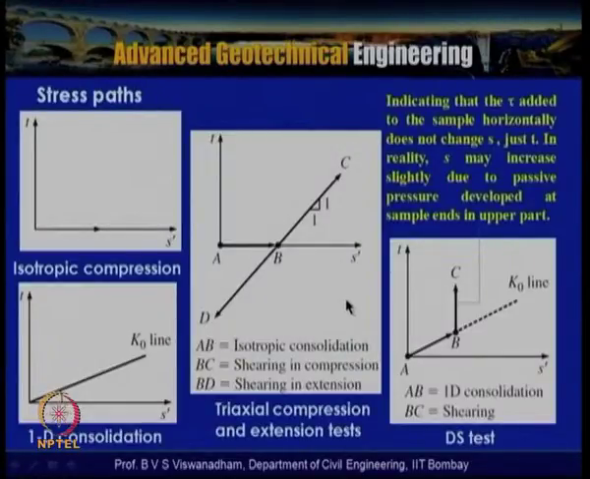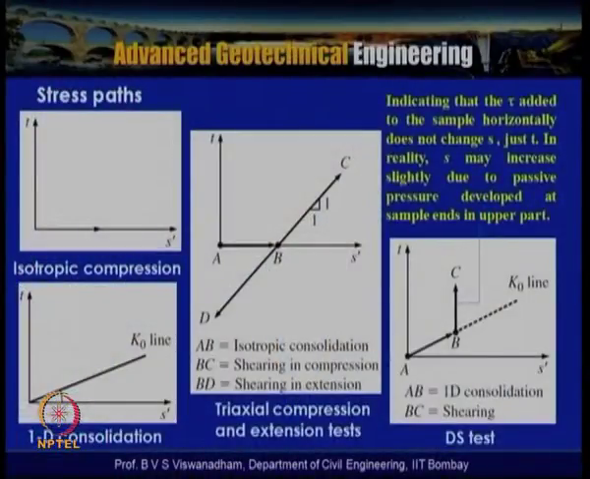So we have seen the various stress paths, but in this particular slide a simple isotropic compression stress path is shown. We said that it traverses along the TS dash line, and when you have 1D consolidation, one dimensional consolidation, where there is only vertical strain and epsilon r is equal to 0, the axisymmetric case, the k naught line is like this. This is the k naught line, and on this the 1D consolidation happens.